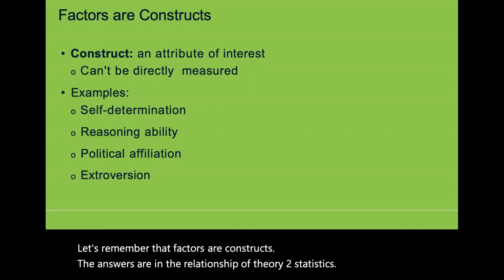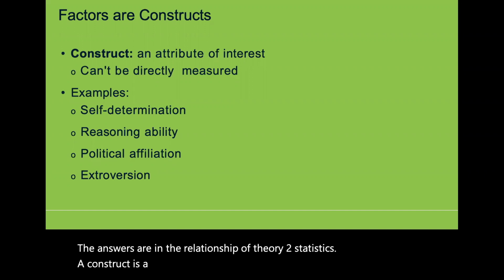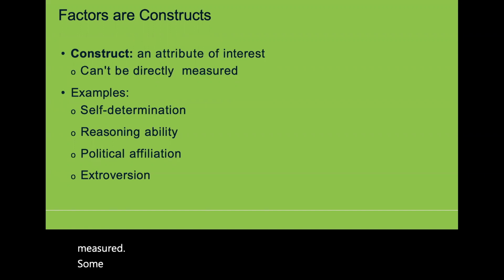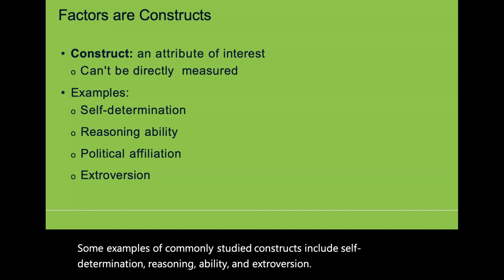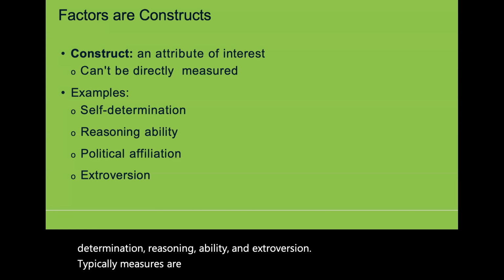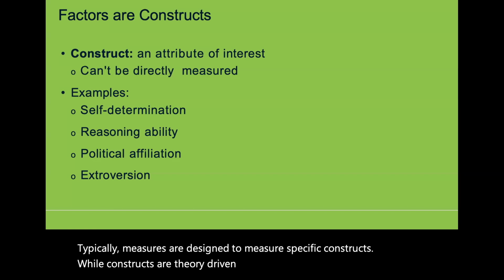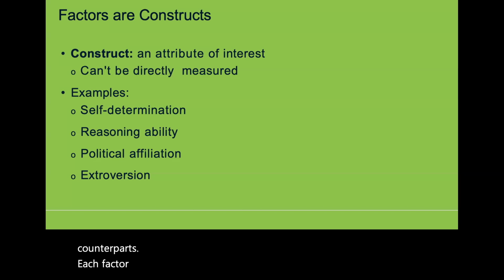A construct is a hypothesized attribute that cannot be directly observed or measured. Some examples of commonly studied constructs include self-determination, reasoning ability, and extroversion. Typically, measures are designed to measure specific constructs. While constructs are theory-driven, factors are their mathematical counterparts. Each factor corresponds to a construct.